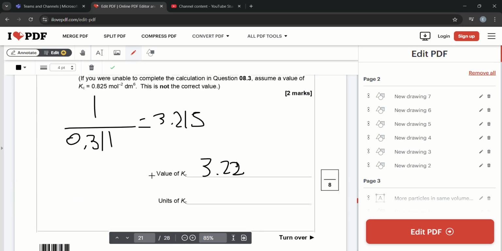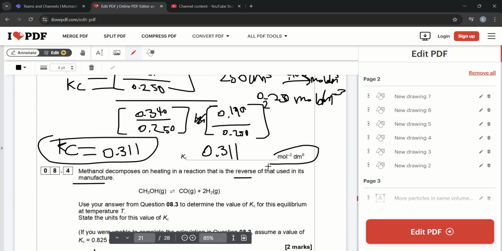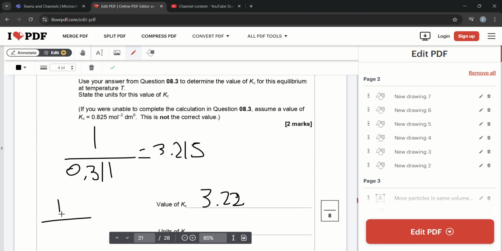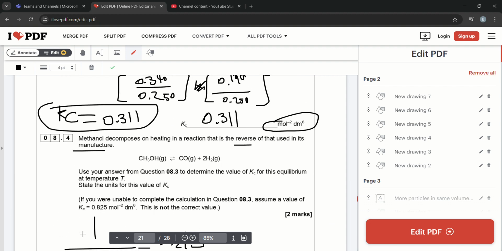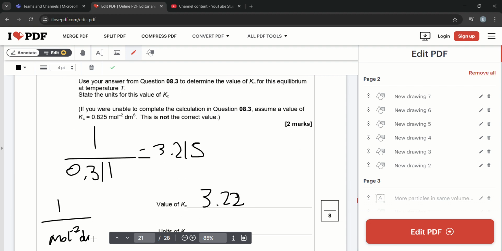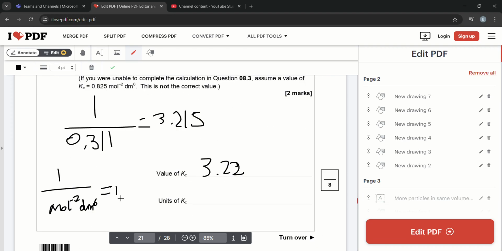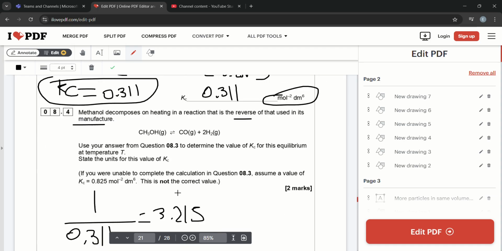The units of Kc: well, the original units of this reaction, and this one's the reverse, so all it's going to be is 1 over mol to the power minus 2 dm to the power 6. So it's going to be the opposite: mol to the power 2 dm to the power minus 6. And that is the end of question 8.